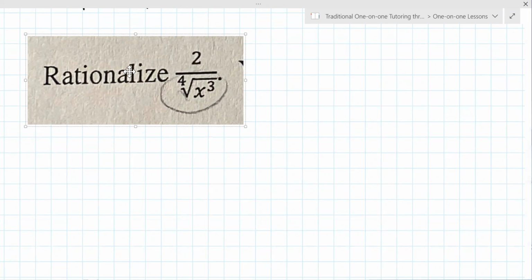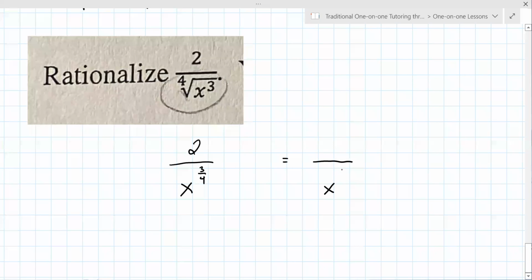So the problem here, what I would recommend doing is writing it in exponent form first. So 3 over 4 like this. Is that clear how I did that? Now, here's your goal. You want to have just an X on the bottom. And the reason you don't just multiply it by this is because it's not a square root. The thing we just did only works for square roots.